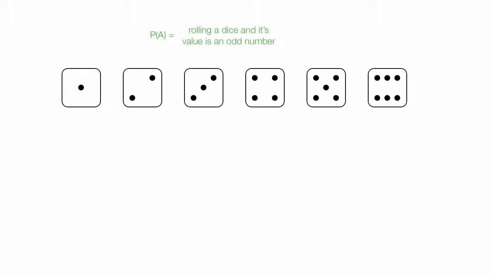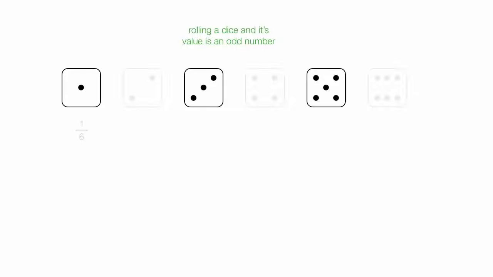Event A is rolling a dice and its value is an odd number. So in this case, the die could be a 1, a 3, or a 5. There's a 1 out of 6 chance for a 1, a 1 out of 6 chance for a 3, and a 1 out of 6 chance for a 5. All those ones added up equal 3, so there's a 3 out of 6 chance of getting one of those, which is actually 1/2.